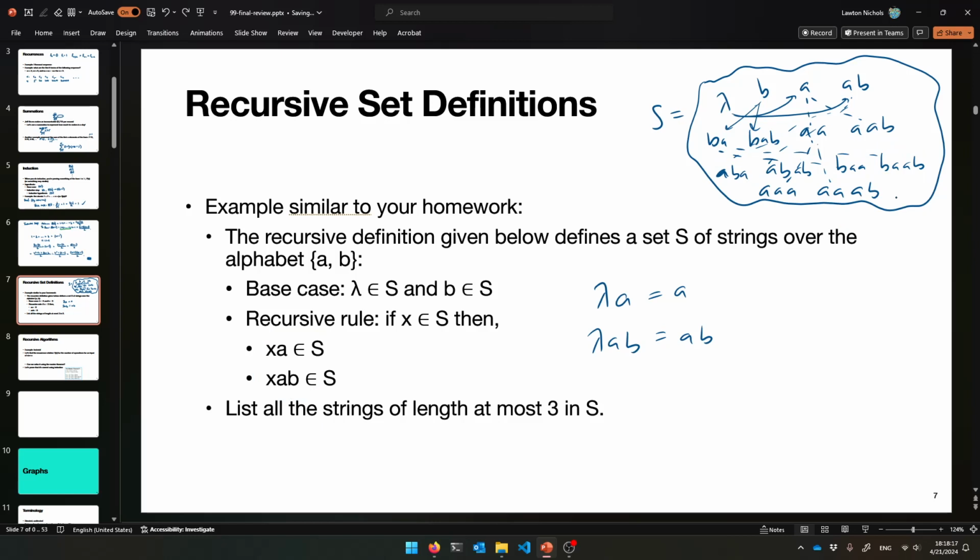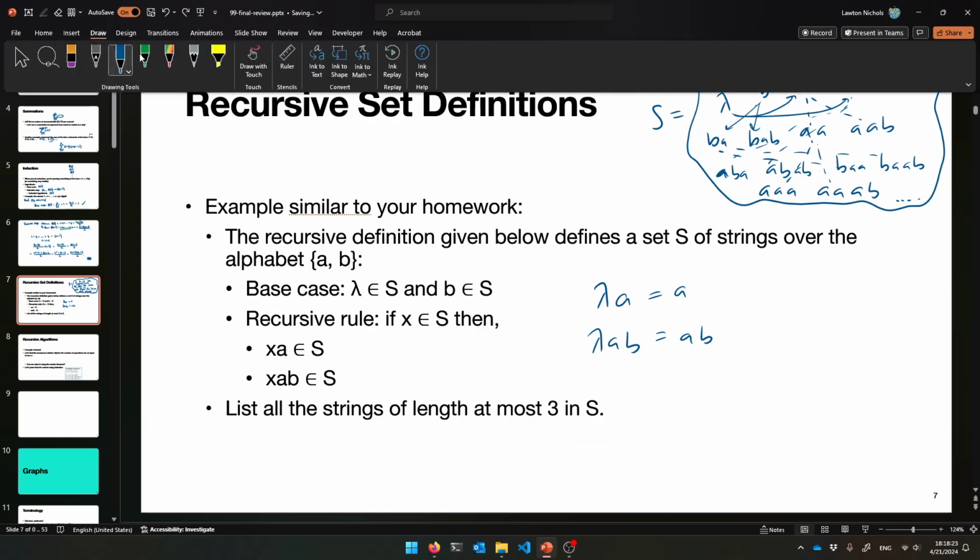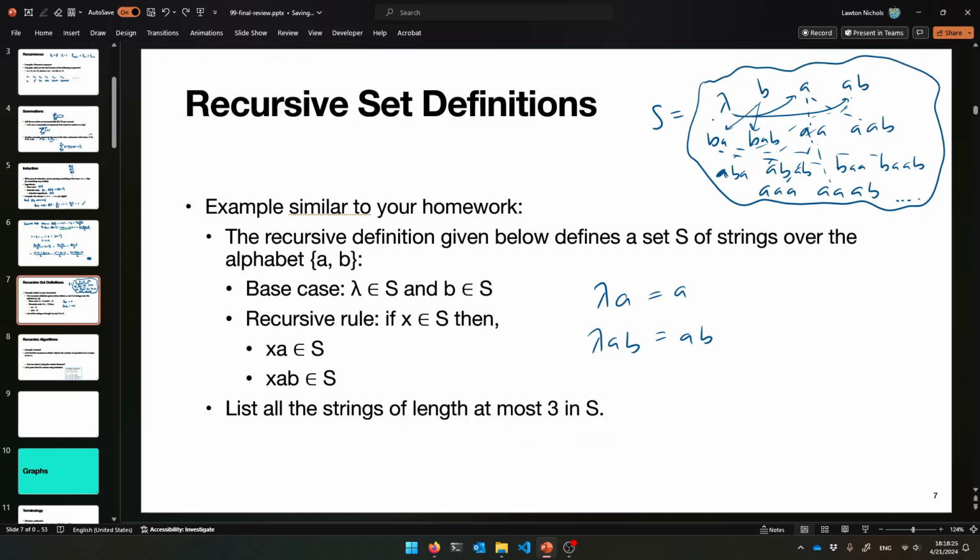There are more in this set. There are plenty more in this set. It's an infinite set. But as far as this answer is concerned, I'm done. Okay? So now we can count them. So apparently we've got 1, 2, 3, 4, 5, 6, 7, 8, 9, 10, 11. 11 strings of length at most 3 in S. So there I am counting them.